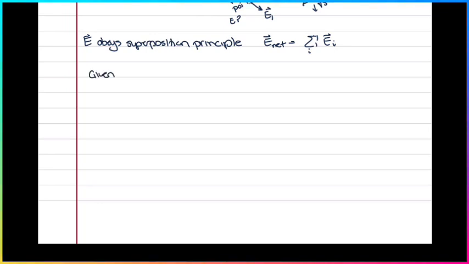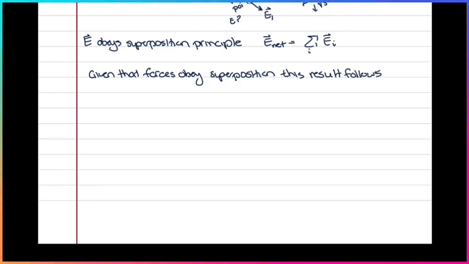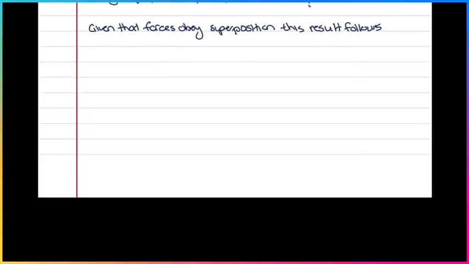Essentially this results from, given that forces obey the superposition principle, forces obey superposition, this result follows. And again, let me motivate it briefly. And then I might just end it there, or maybe I'll do one quick example.